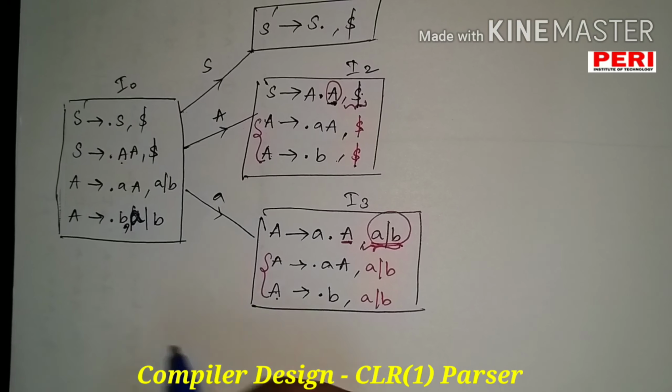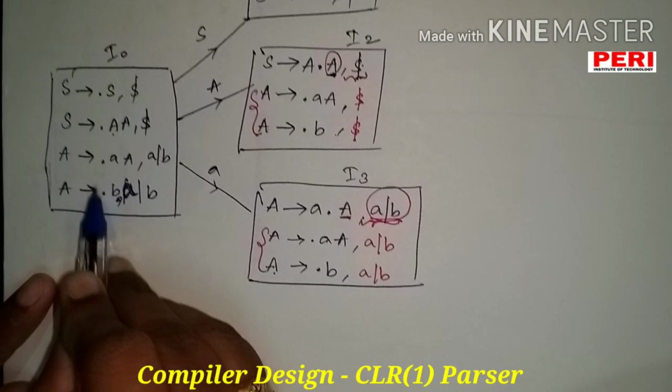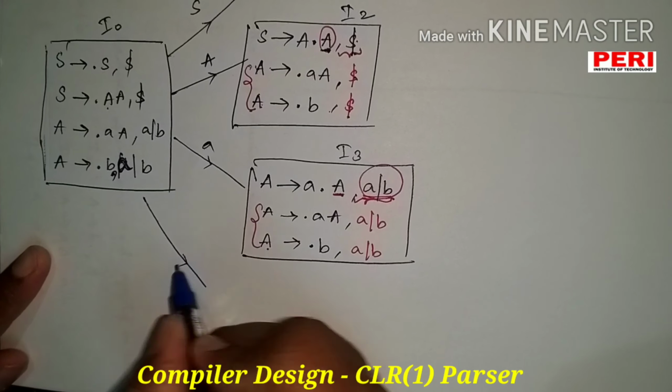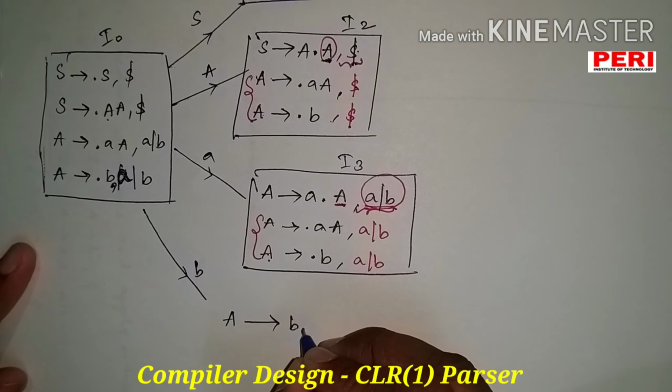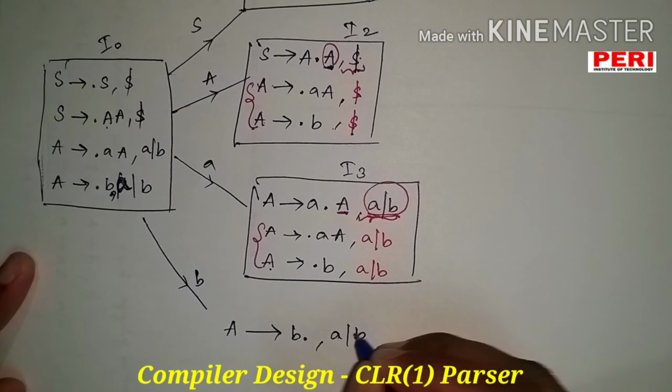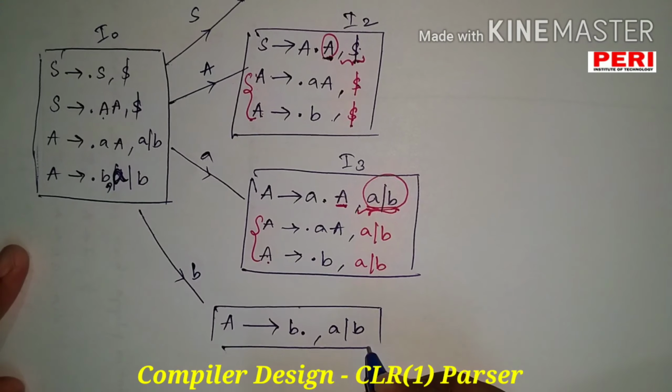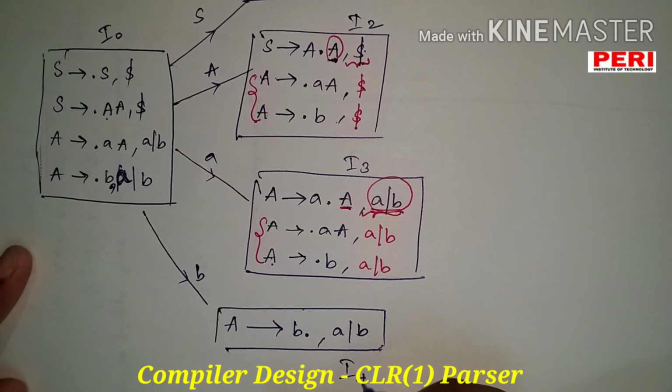The last one is b. The dot symbol has to move to the next position. If that is the case, I have to traverse small b. So A tends to b dot, comma, a or b. I am going to consider this state as I4.